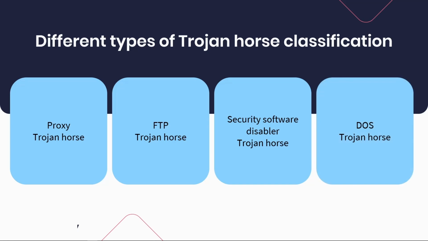DOS Trojan horse. Once this type of Trojan is loaded onto the victim's network, it greatly slows or even halts network connectivity. Often, the victim becomes aware of the slow connection whenever they are connected over the internet.